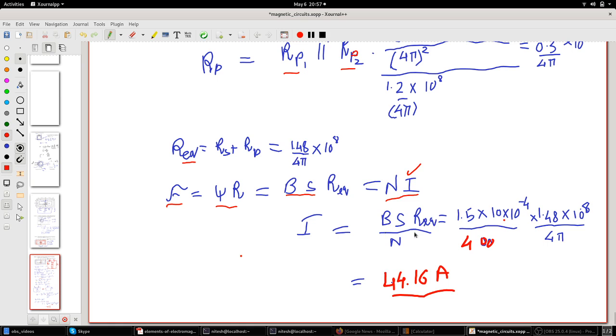I plug in the values and I get a value of 44.16 amperes. B is 1.5 Weber per meter square. S is 10 centimeter square, 10 into 10 raised to minus 4. The equivalent reluctance is 1.48 into 10 raised to 8 divided by 4 pi, and the number of turns is 400. So I get an equivalent current, which is necessary, of 44.16 amperes.